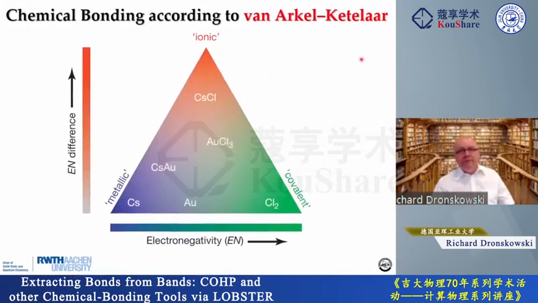I usually start with this chemical bonding triangle, according to Van Arkel and Ketelaar. Now we plot the electronegativity difference against the mean electronegativity. You immediately realize that there are three kinds of chemical bonding: the ionic case, the covalent case, and the metallic case. Of course, you find the ionic materials here, metallic ones here, and typical molecules over there. So how about chemical bonding in this particular case?